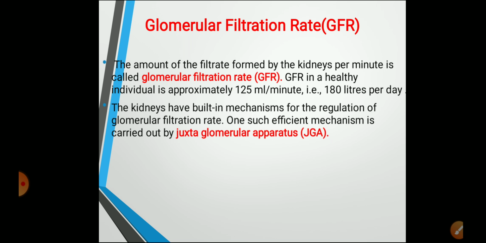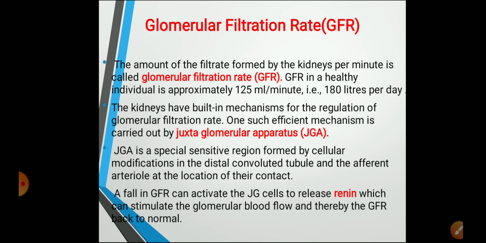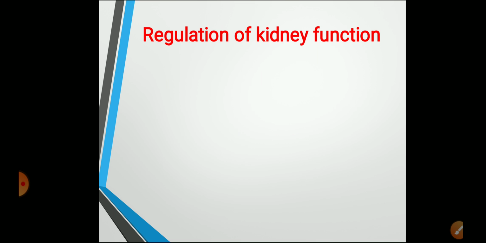Now, the juxtaglomerular apparatus is a sensitive region formed by the cellular modifications in the distal convoluted tubule, that is DCT, and the efferent arteriole at the location of their contact. So JG cells are found within the kidneys, within the nephron itself. Now how does this feedback mechanism work? Let's see that. First, let's see how the hypothalamus works.